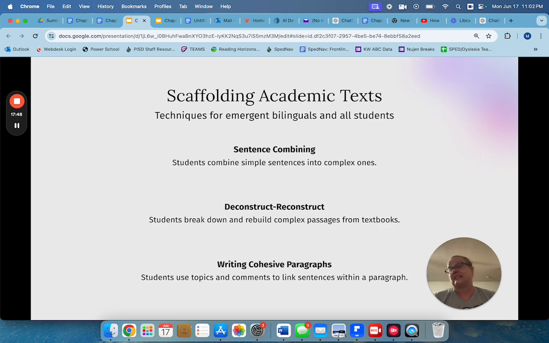We're also going to start having them deconstruct and reconstruct sentences. Well, not even really sentences, it's more like the complex passages. We're going to have them break those down and rebuild them, and then we're going to start having them write cohesive paragraphs. And this is where students start linking sentences within the paragraphs using topics and comments. You start seeing them use words like and, therefore, and in conclusion, linking sentences together, so it's not just one thought going to the next without any way of combining them together.